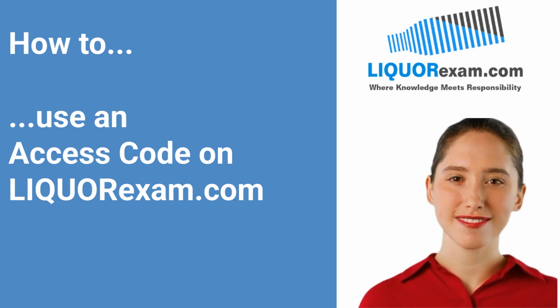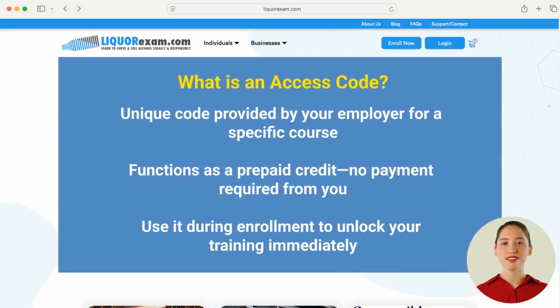Let's get started. Before we dive into the redemption process, it's important to understand what an access code is. An access code is a unique code provided by your employer that serves as a prepaid credit for a specific course. Instead of paying out of pocket, you simply enter this code to enroll. Think of it as a voucher your employer has already purchased on your behalf. Once you have your access code ready, you can proceed to the next step.